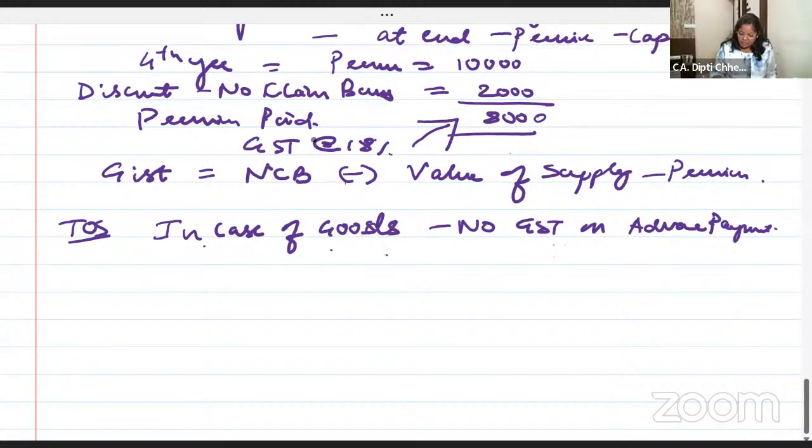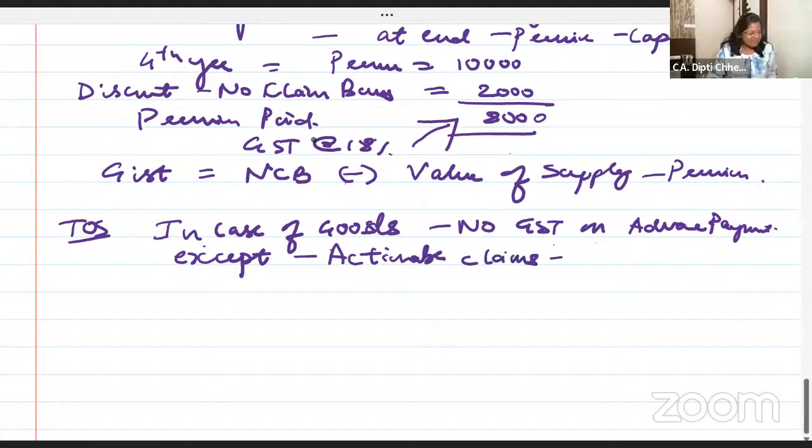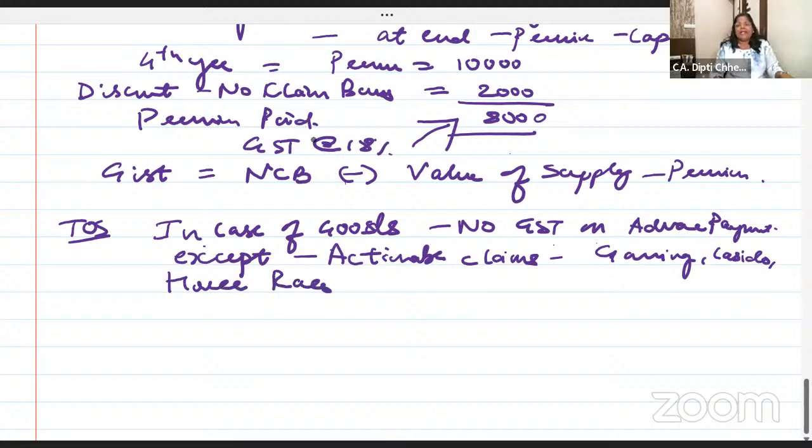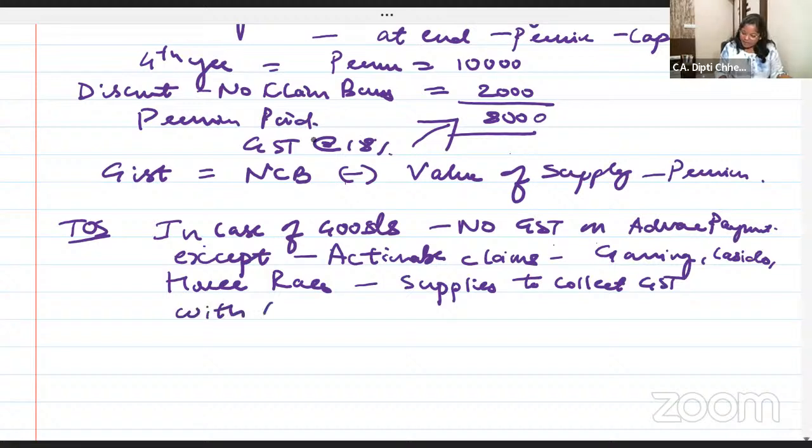In case of goods, no GST on advance payment except actionable claims. And what are the part of actionable claims? जो अभी ऐड हुए हैं ना इस बार, गेमिंग, कैसीनो एंड हॉर्स रेसेस. ऑलरेडी पहले से इसमें था बेटिंग, गैम्बलिंग या सप्लायर टू कलेक्ट GST with advance payment. So why we are doing it in value of supply? क्योंकि advance payment आ रहा है तो उस पे GST लूं क्या? Answer is yes.